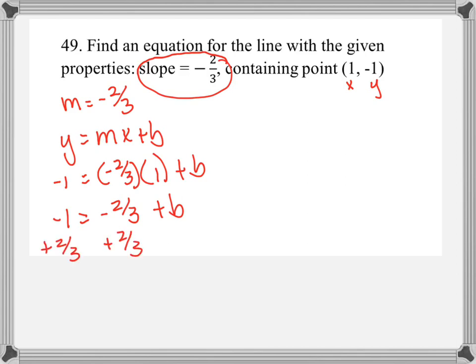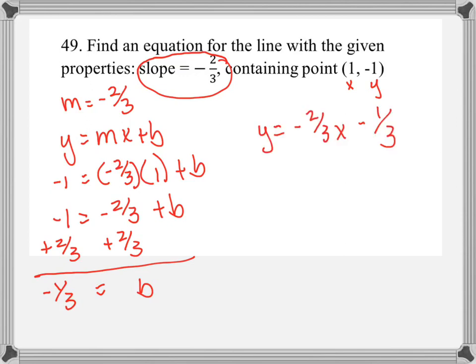Let's add 2/3 to both sides. Negative 1 plus 2/3 is negative 1/3, so b is equal to negative 1/3. Going back to our equation, y equals mx plus b, let's substitute in negative 1/3 for b, and we get y equals negative 2/3 x minus 1/3. That is our equation.